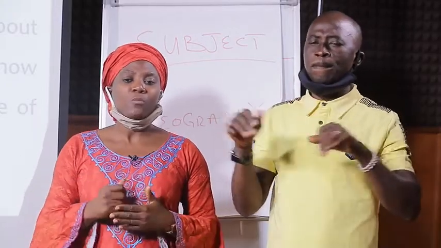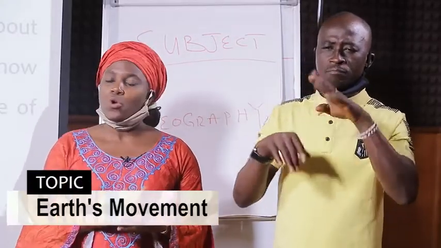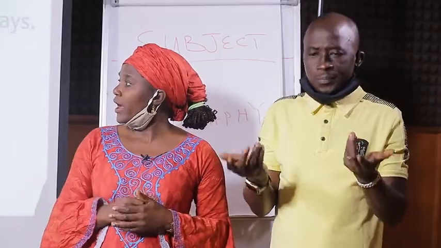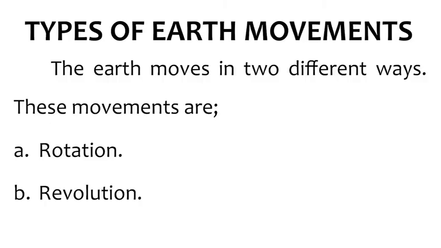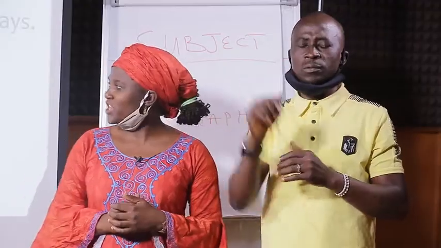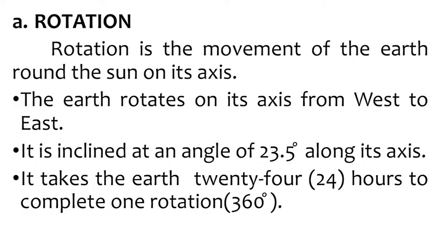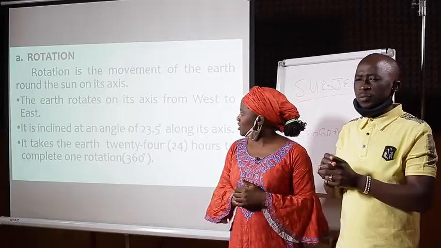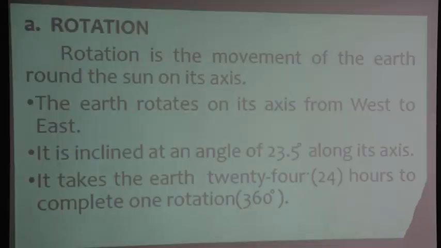Now, the Earth moves in two ways. What are these movements? We have rotation and revolution. What is rotation? Rotation is the movement of the Earth round the sun on its axis.